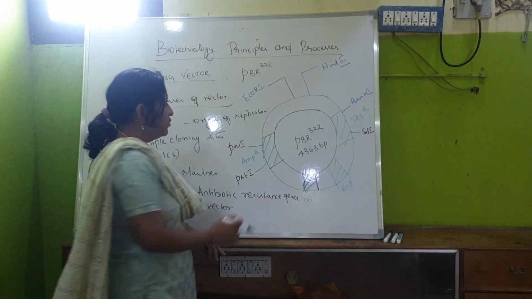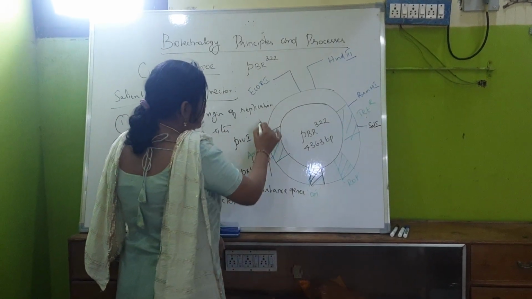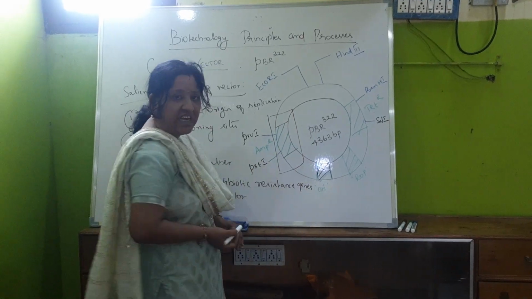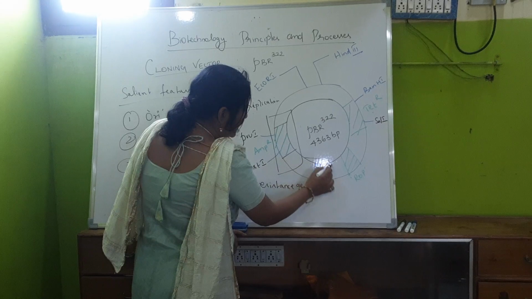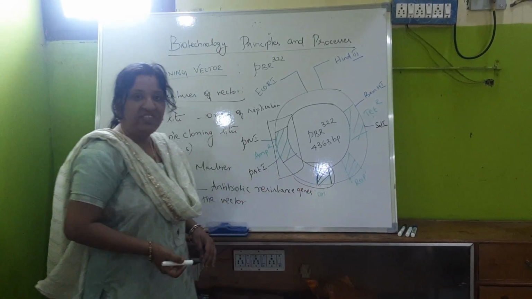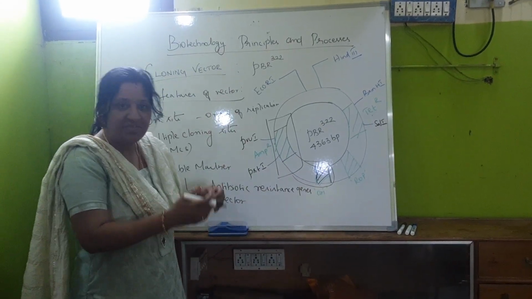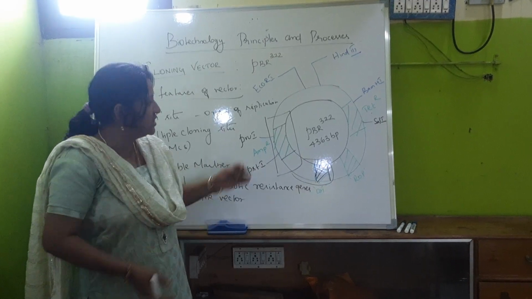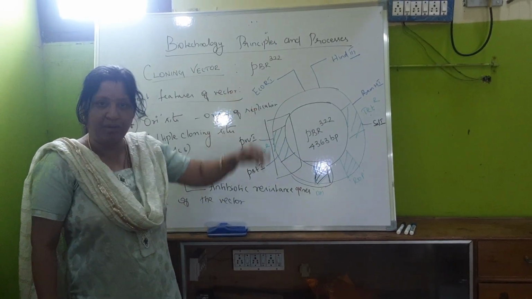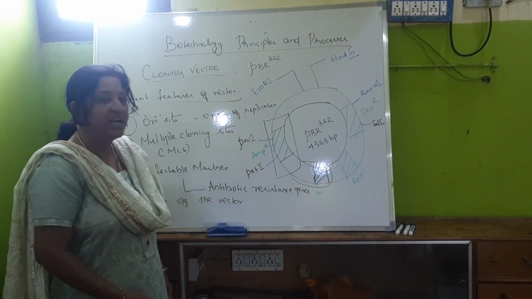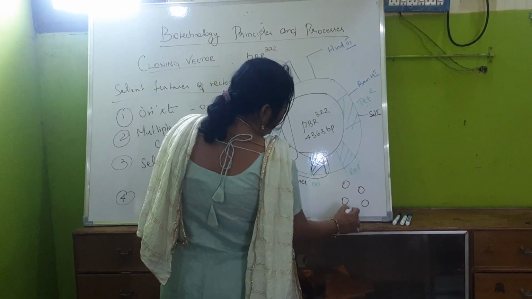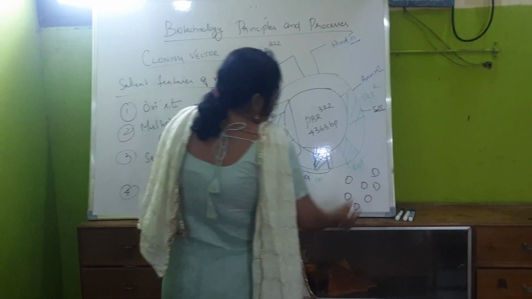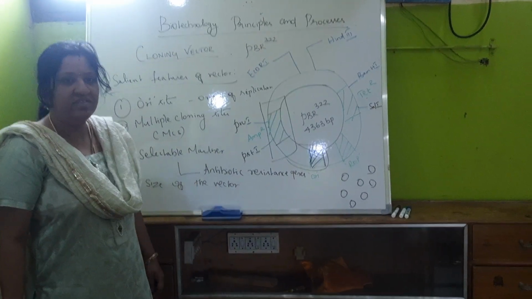For example, I am going to insert my gene of interest in this ampicillin resistant gene. So this gene of interest will integrate with the plasmid, and whenever the plasmid undergoes replication, the gene of interest also gets replicated. As a result, we get so many clones. Clones means what? A single gene in large number. So that is the purpose of ori site.